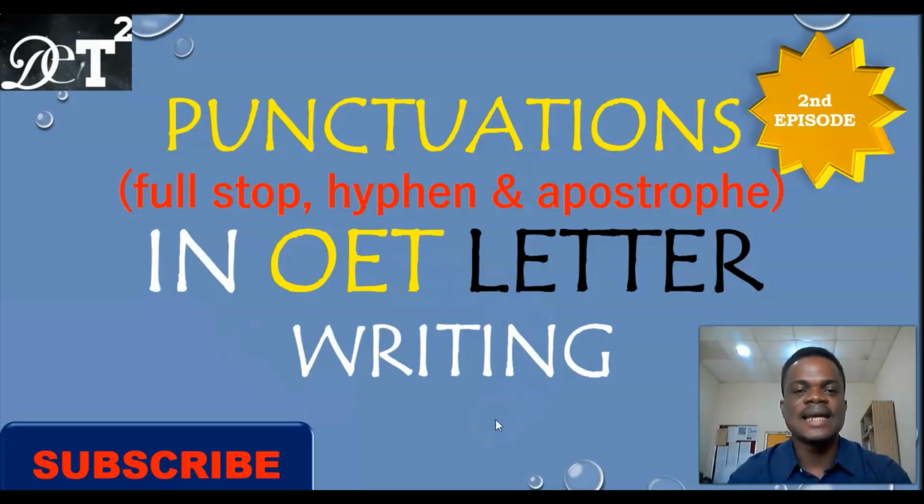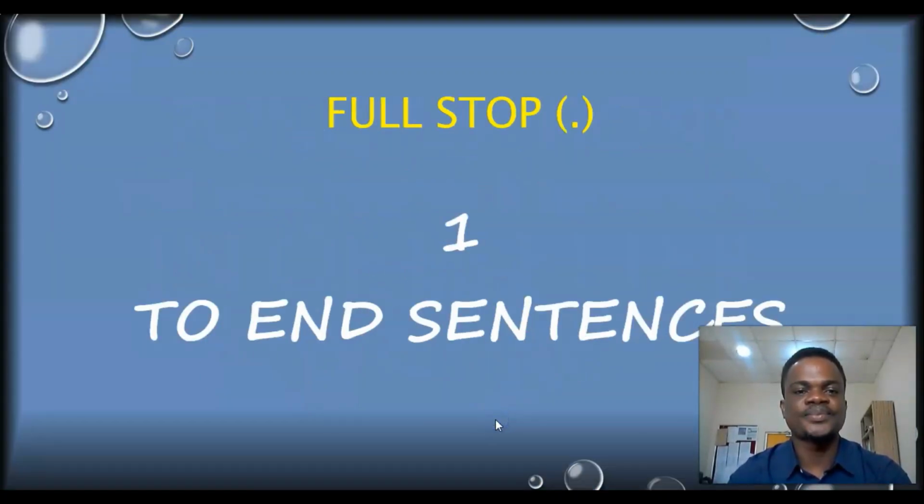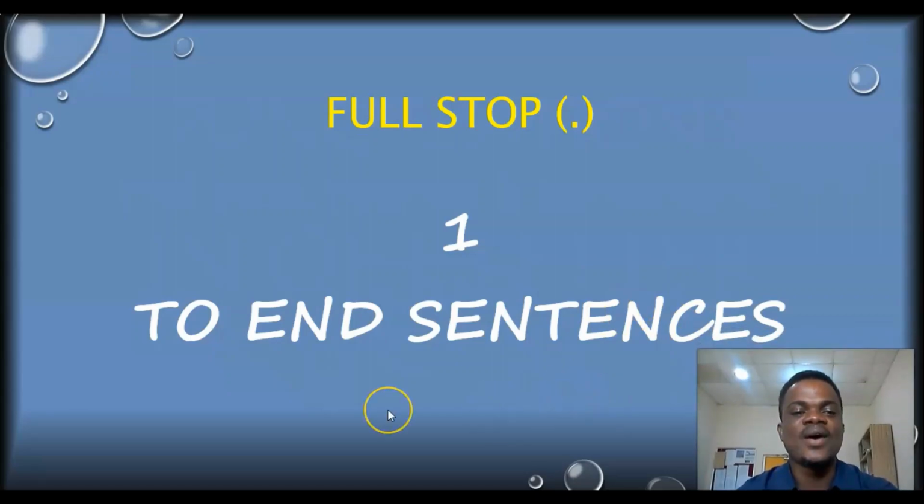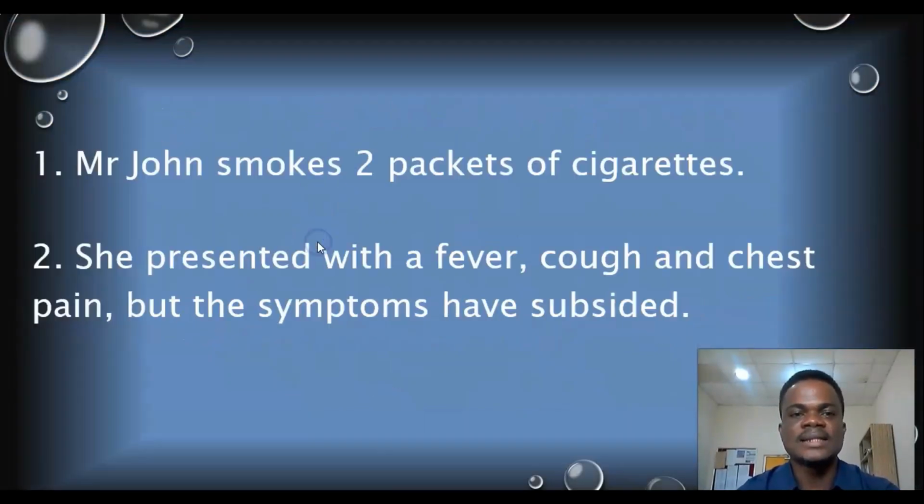All right, so let's start with full stops. In letter writing or in any writing at all, we usually use full stops to end sentences. When we've completed our sentences, we use full stops to end them. For example, let's look at these statements. First, Mr. John smokes 2 packets of cigarettes. Mr. John is the subject, smokes is the verb, 2 packets of cigarettes is the object.